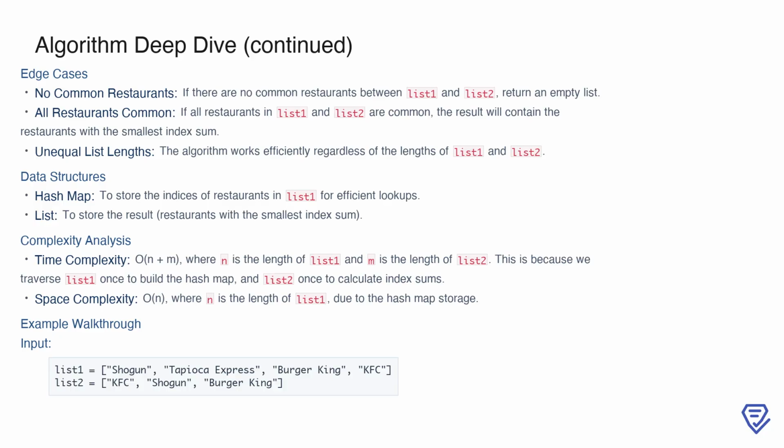In terms of data structures, we use a hash map to store the indices of list 1 for quick access, and a list to store the final result. The time complexity of O(n + m) reflects the efficiency of traversing each list just once, while the space complexity of O(n) accounts for the storage of the hash map. Let's now illustrate the algorithm with an example. Suppose list 1 contains Shogun, Tapioca Express, Burger King, KFC, and list 2 contains KFC, Shogun, Burger King. We'll build the hash map and calculate the index sum step by step.